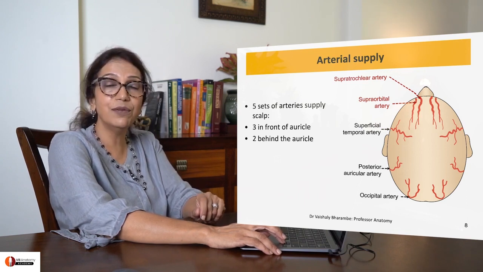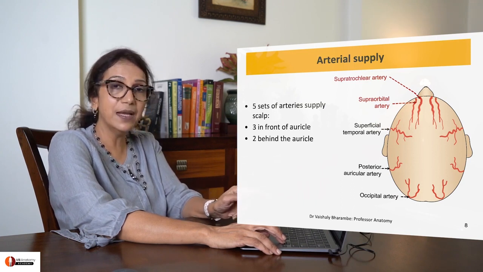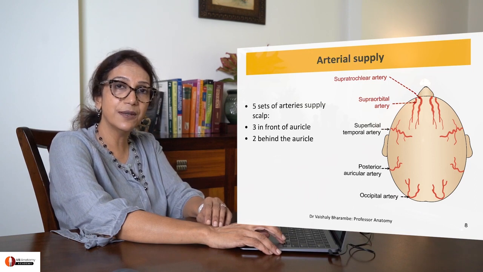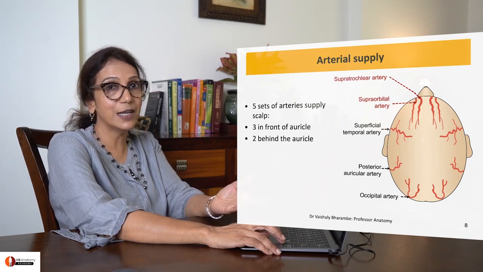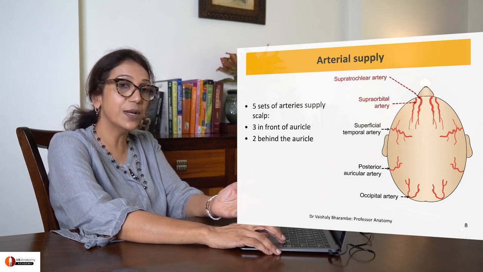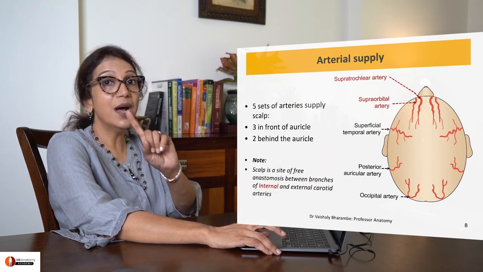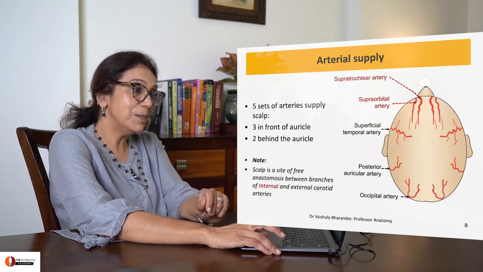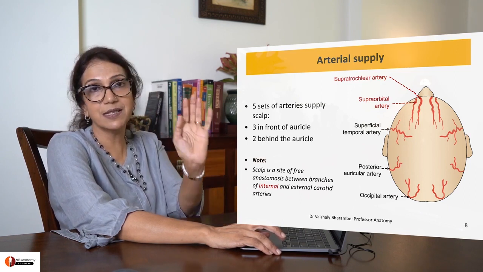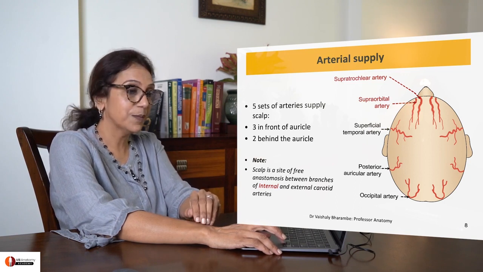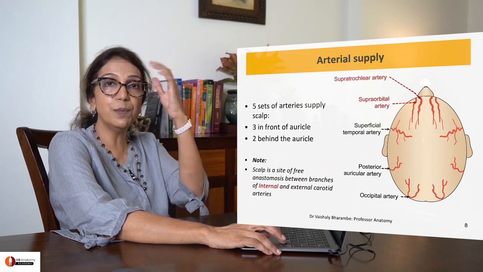I have a question for all of you. Students, can you tell me the last 3 arteries which are written in black, they're all branches of which artery? Good, I'm glad you know this. They are branches of external carotid artery. And the supratrochlear and supraorbital are branches of internal carotid artery. So, understand. Scalp is a site of free anastomosis between branches of internal carotid and external carotid arteries. Let's now begin to draw this to understand this and make it into permanent memory.